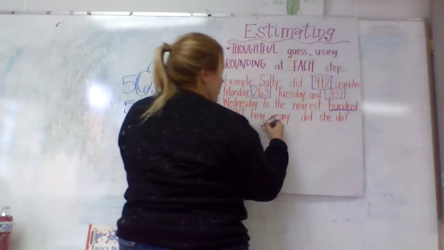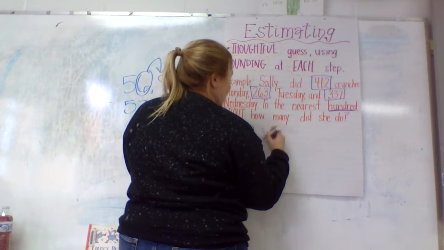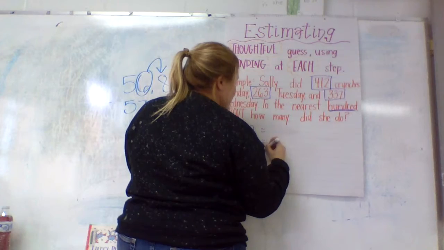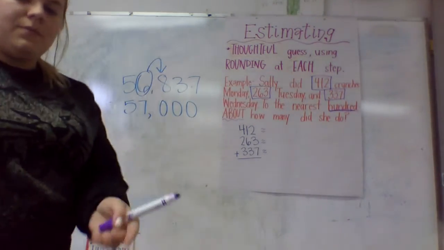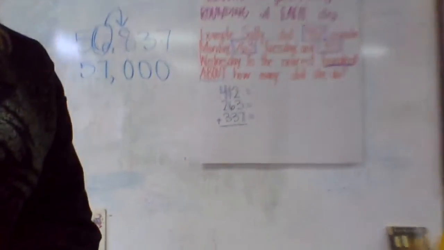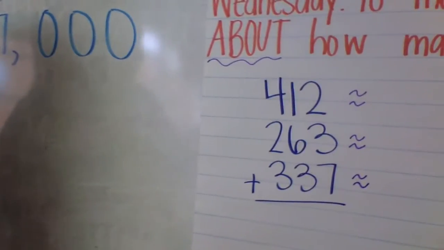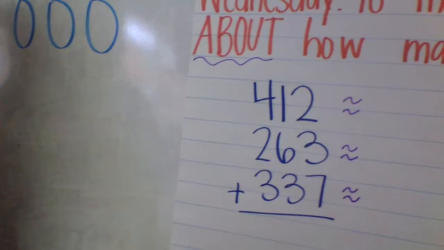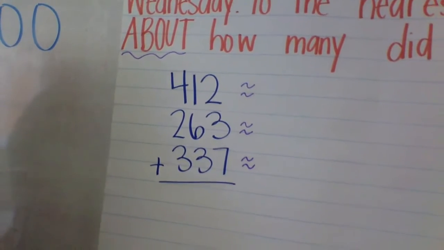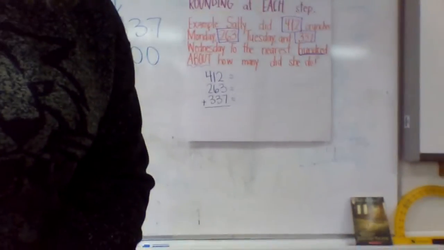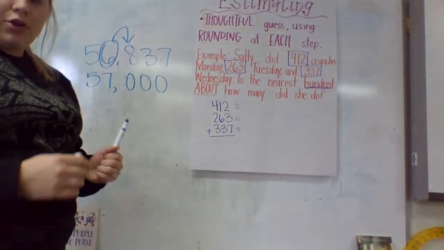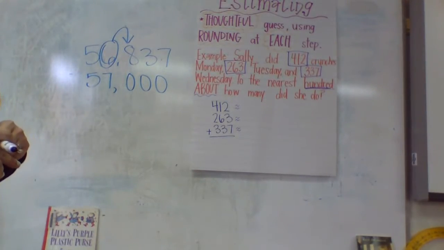I know I'm going for about. It looks kind of like an equal sign, but they're squiggly lines. That means about in math. I'm going to move the camera a little bit closer so you can see that. That sign means about. 412 is about. 263 is about. 337 is about. So now I'm going to round each of these numbers to the nearest 100.